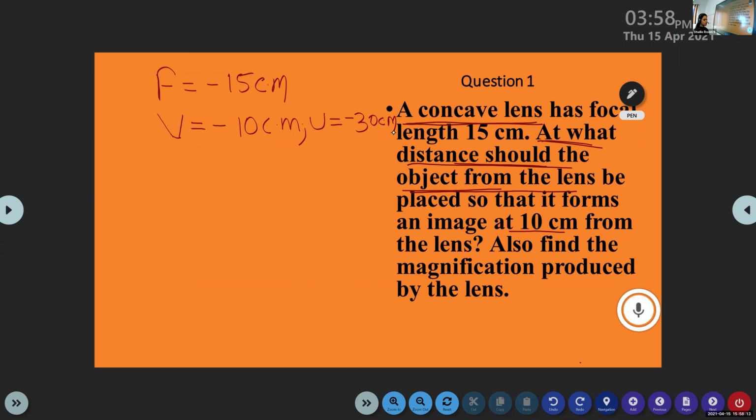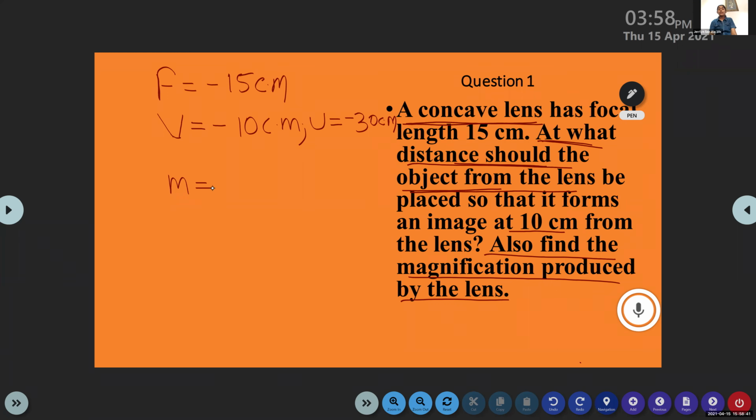Now we have a sub question. Also find the magnification produced by the lens. What is the equation for calculating the magnification? M is equal to height of the image divided by height of the object, that is M is equal to h dash by h. But we cannot use that equation here because the height of the image and that of the object are not provided. So which equation can we use here to calculate the magnification?